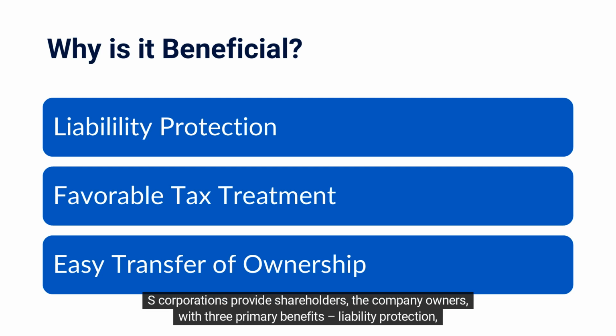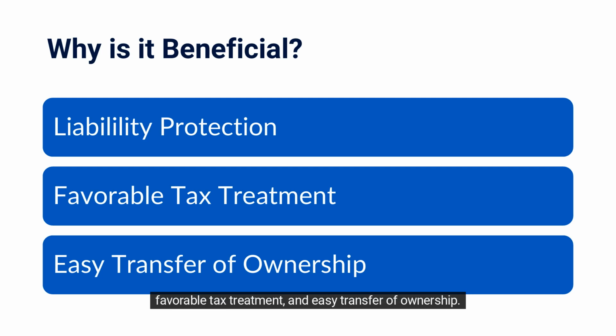S corporations provide shareholders, the company owners, with three primary benefits: liability protection, favorable tax treatment, and easy transfer of ownership. Let's go into these in more detail.